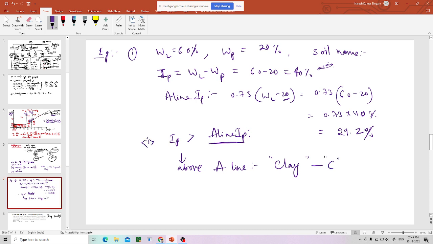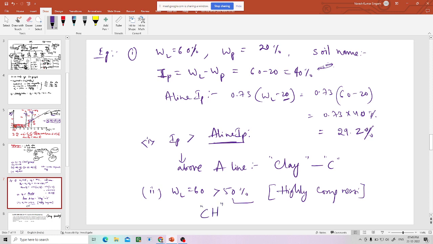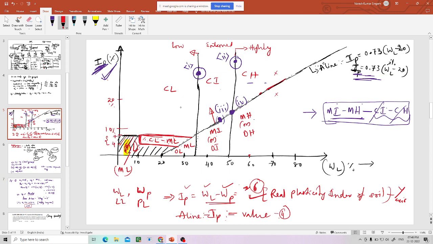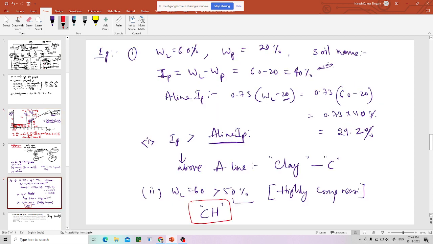Now one thing is over. What is the other thing? Our WL is 60, which is greater than 50. Greater than 50 means what? Highly compressible. That means now you can write it as CH. Right or not? It is greater than 50 and also above the A line, so it will become CH. If it is below the A line and greater than 50, it would have been MH. That's how we will classify.